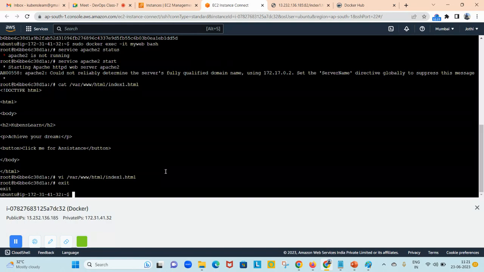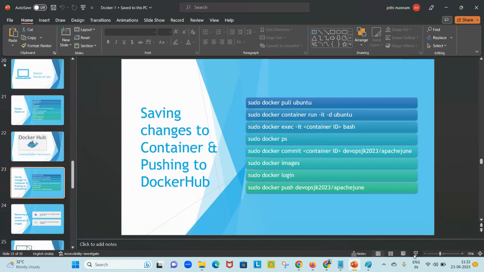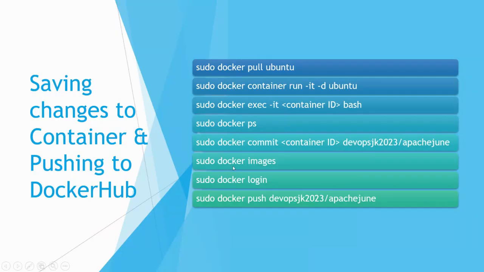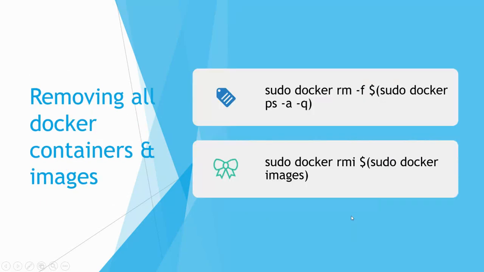Any doubt on how to add changes to the container, how to save the container as an image, how to push the image to the Docker Hub account, how to pull the image from the Docker Hub account? After pulling the image, how to run the container. Any doubt till here? Good, no doubt. So we have completed all this. We have seen how to commit, how to see the Docker images, login, push, pull also we did. We have seen this command as well, how to delete multiple images, how to delete multiple running Docker containers.